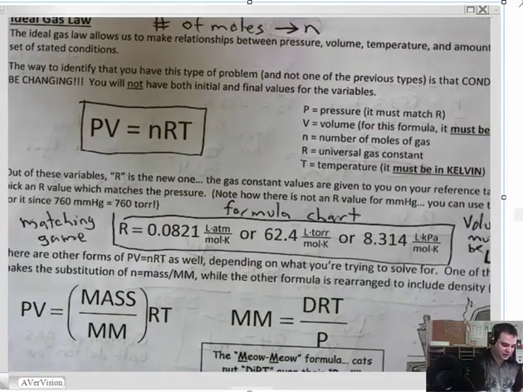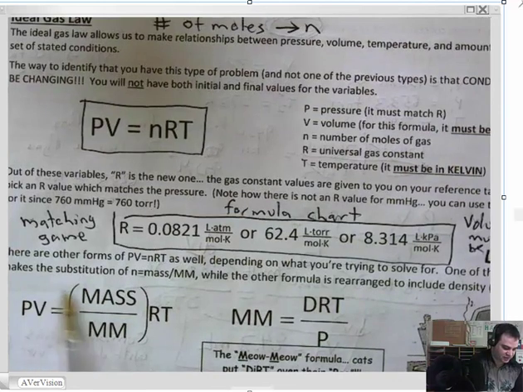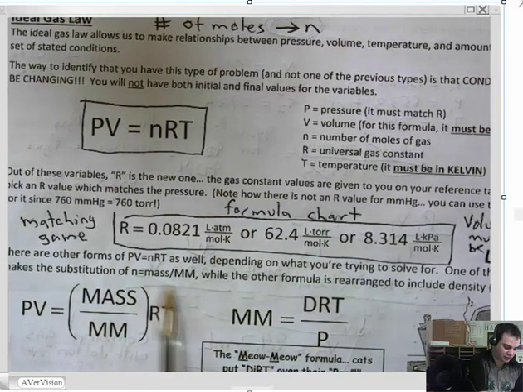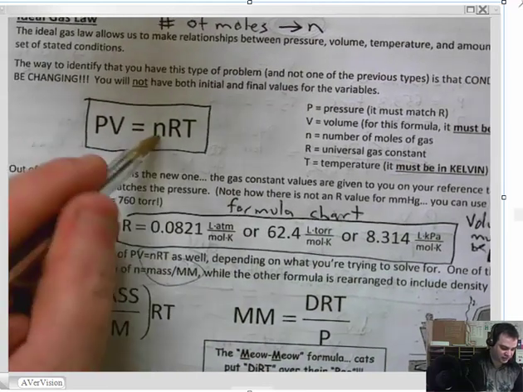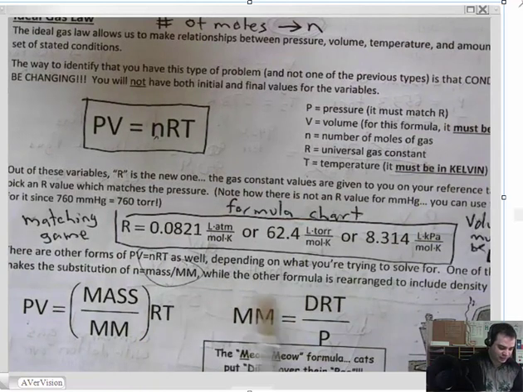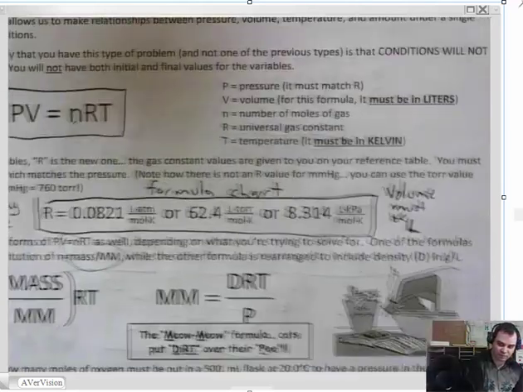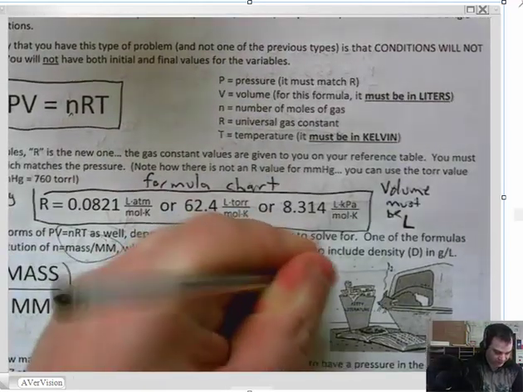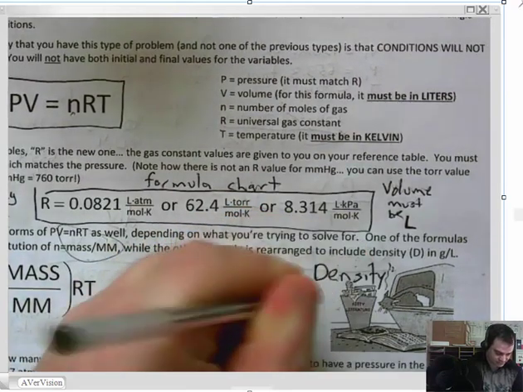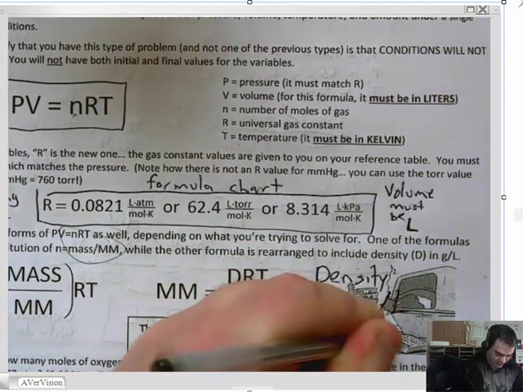There are other forms of the PV equals nRT equation depending on what you're solving for. One formula makes a substitution: n equals mass over molar mass. So they substituted in for n, and came up with PV equals mass over molar mass, RT. And there's another formula including density. Density is equal to mass over volume, so they replaced mass over volume with density. Density will be in grams per liter for gases.